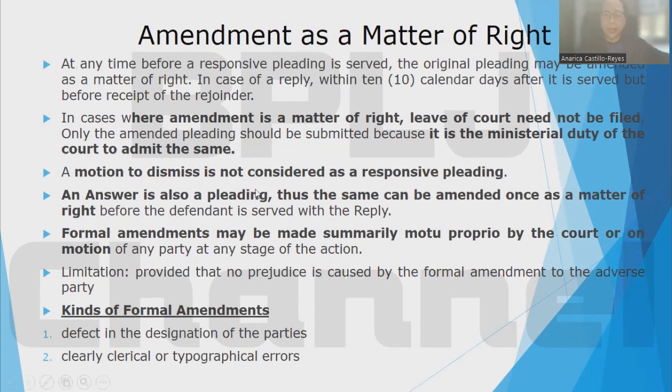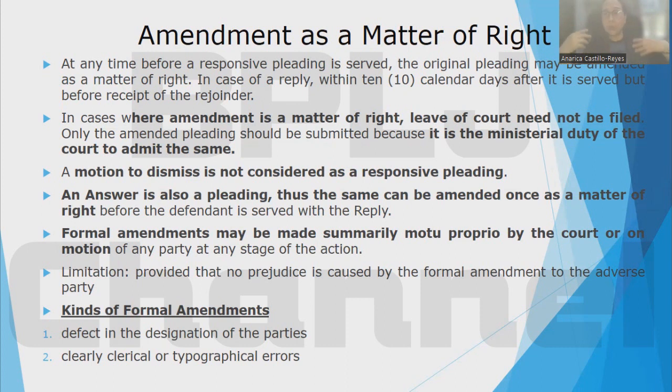Amendment as a matter of right. At any time before a responsive pleading is served, the original pleading may be amended as a matter of right. In case of a reply, within 10 calendar days after it is served but before receipt of the rejoinder. In cases where an amendment is a matter of right, leave of court need not be filed. It is the ministerial duty of the court to admit the same.